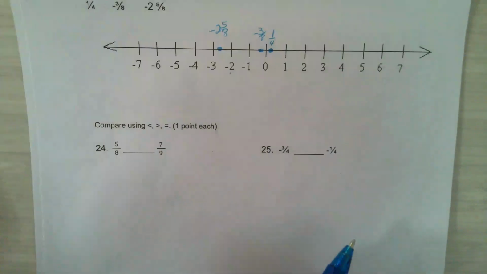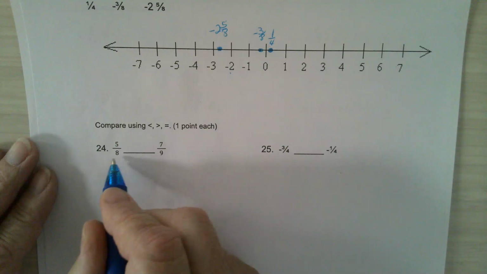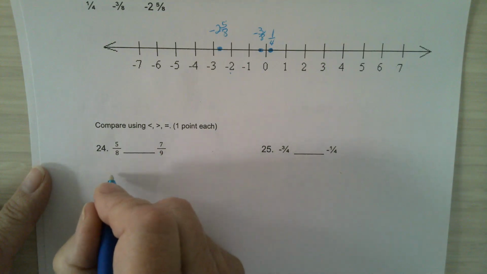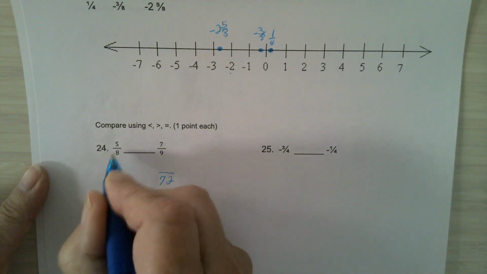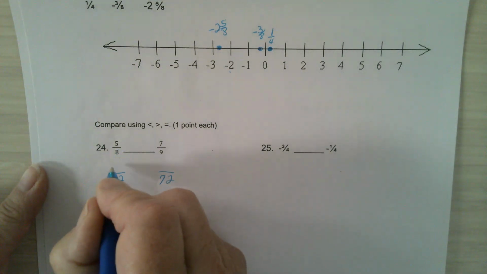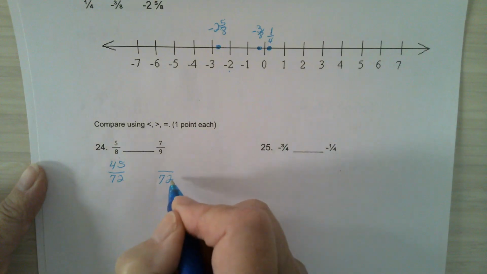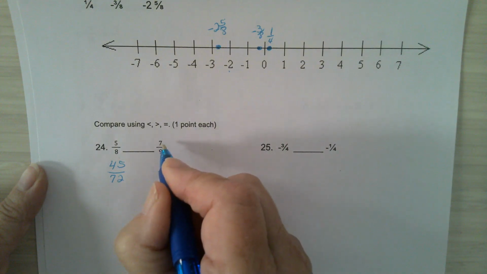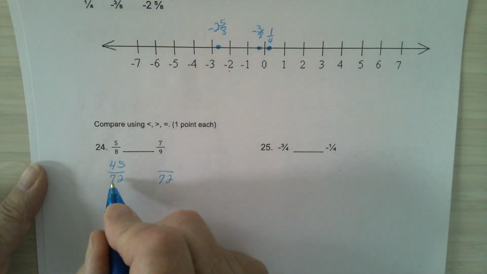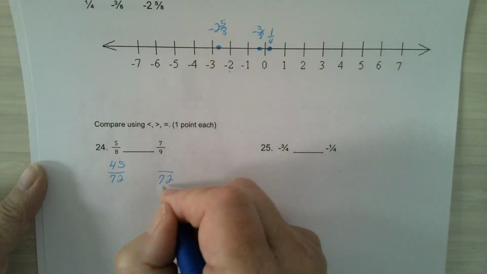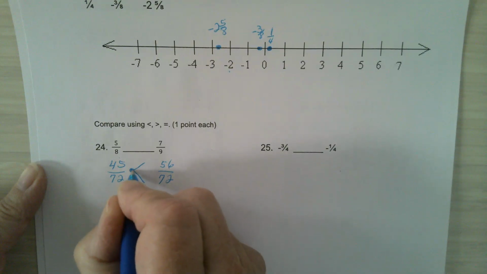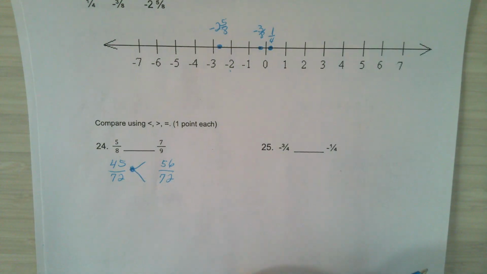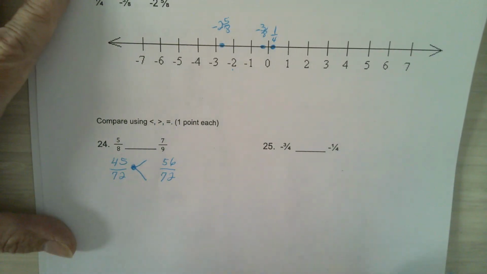And here we do greater than or less than. Common denominator between an 8 and a 9 would be, let's do 72. 8 times 9 is 72. 5 times 9 is 45. 9 times 8 is 72. 8 times 7 is 56. So you know this one is smaller. 45 is smaller than 56. Any questions?